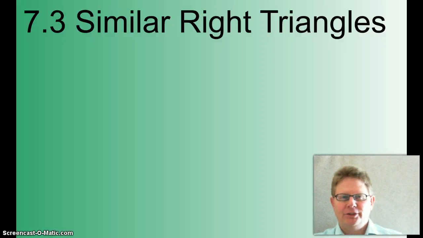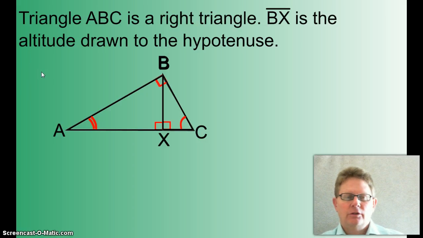Welcome to Honors Geometry, Lesson 7.3, Similar Right Triangles, where we're going to drop an altitude from the vertex to the hypotenuse and just watch the crazy things that go on. So here we have triangle ABC. It's a right triangle. Segment BX is the altitude drawn to the hypotenuse. Watch the crazy things that go on. It's really crazy.